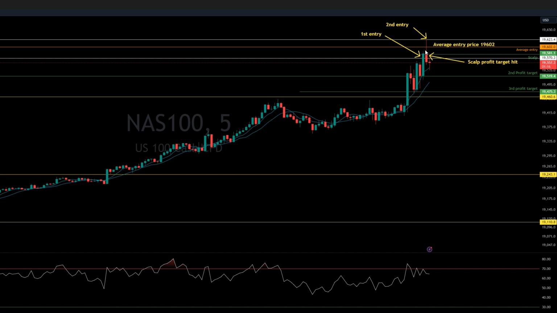Traders should have added equal positions on the way up and been prepared to add another position, the remainder third, at the third entry. Okay, so price reversed back down. We had our scalp profit at 20 points on the NASDAQ, always 20 points.